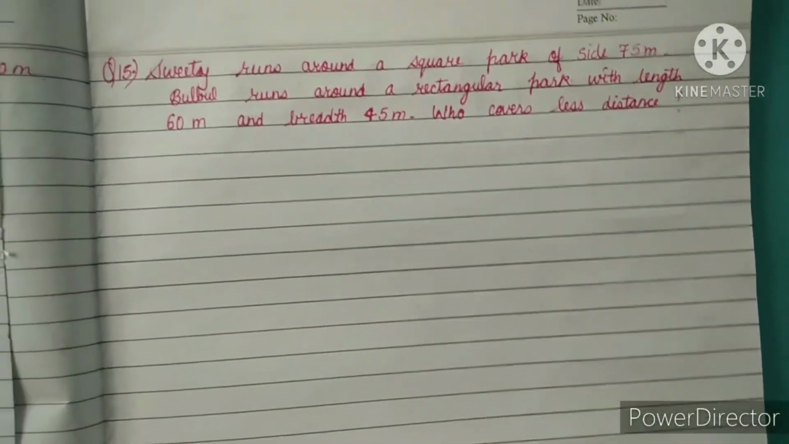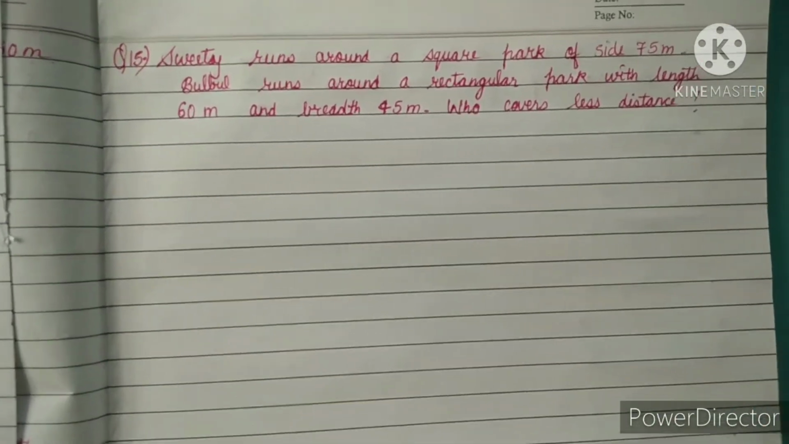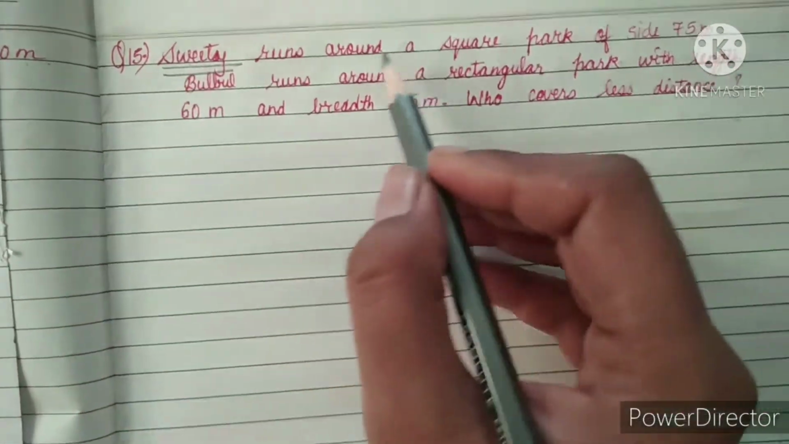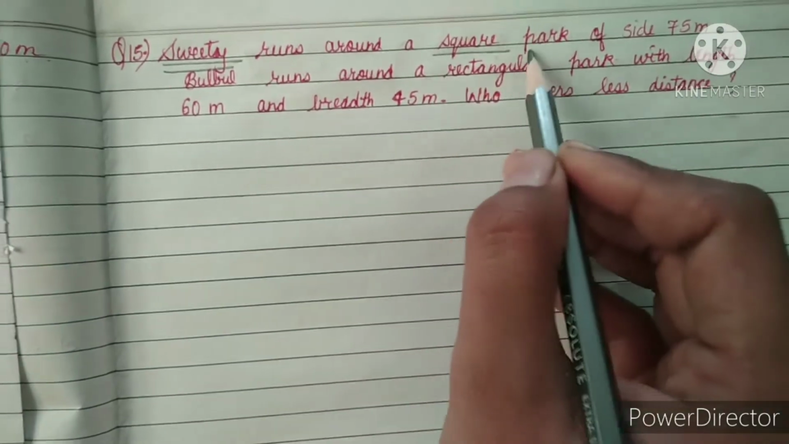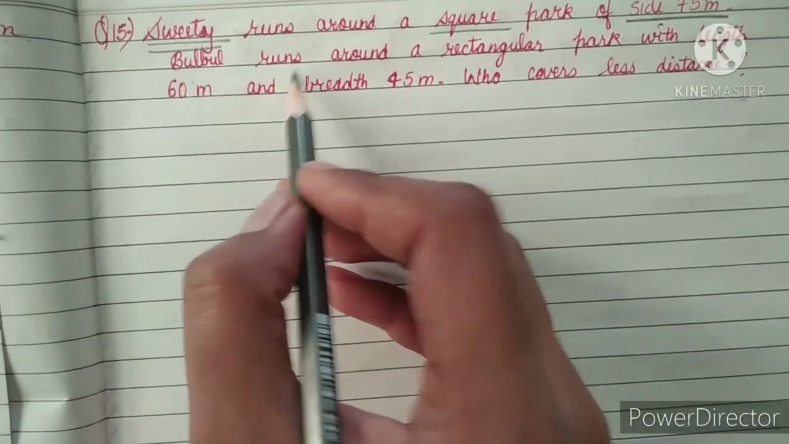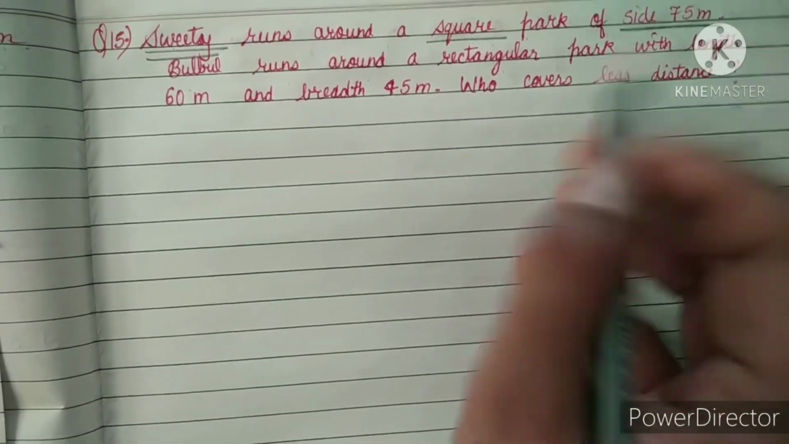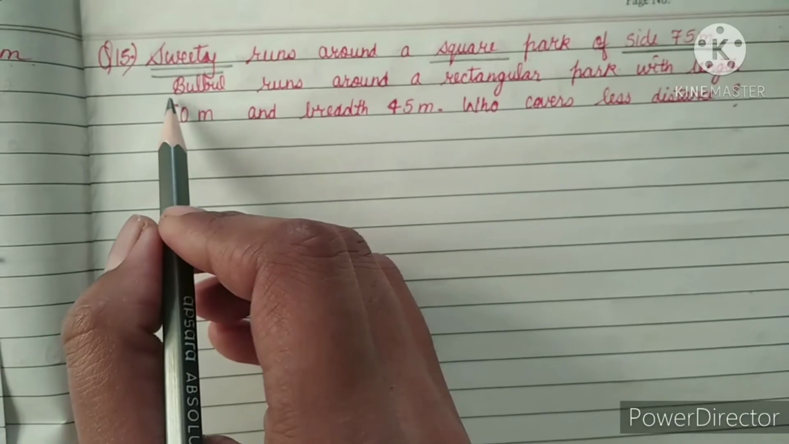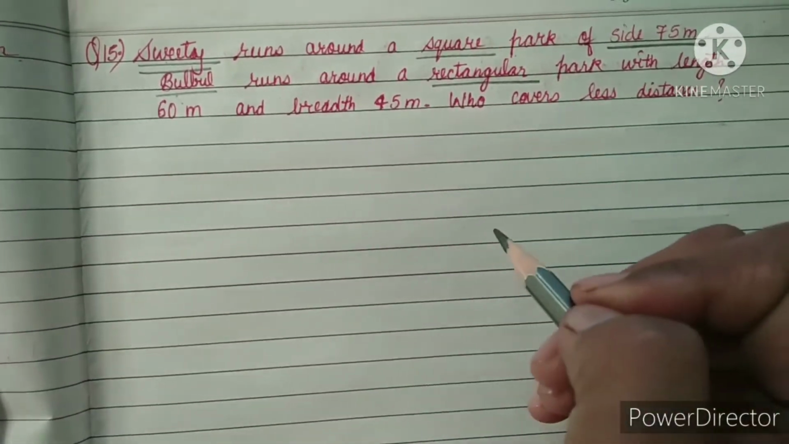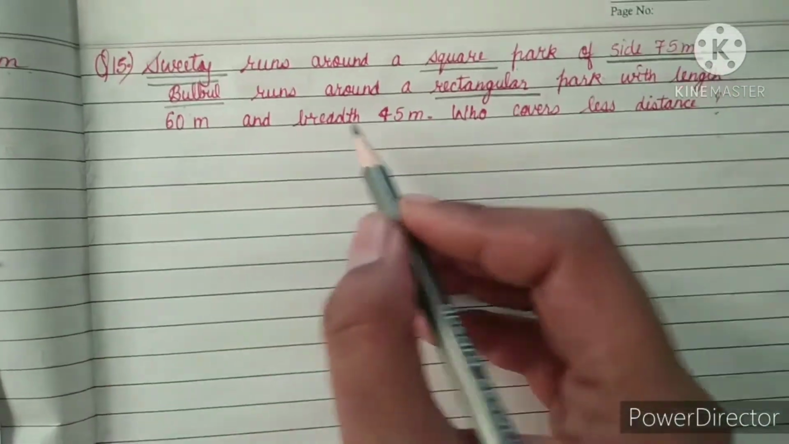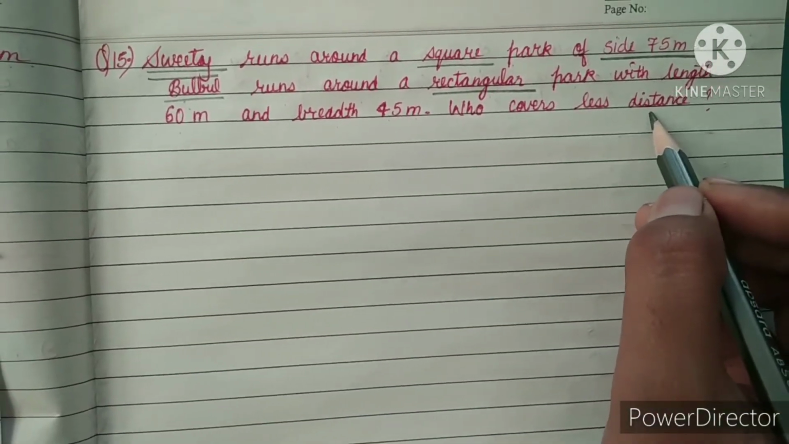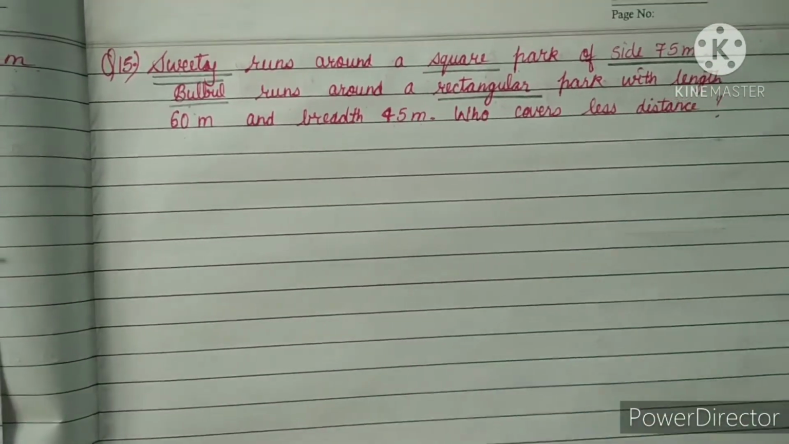Now question number 15 is: Sweetie runs around a square park. A girl whose name is Sweetie is running around the square park whose side is 75 meter. Bulbul runs around a rectangular park. Another girl came in the question whose name is Bulbul. She is running in the rectangular park with length 60 meter and breadth 45 meter. Who covers less distance? That we have to find.